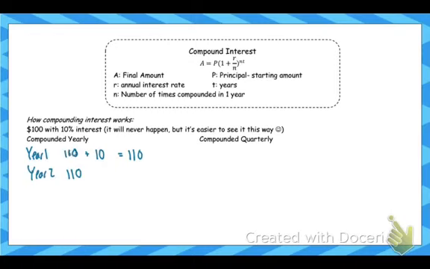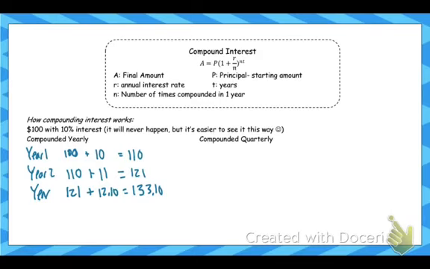There, we did it again. Then that year you would get 10% interest on that, which would be $11. So at the end of that year, you would have $121. When you start year three, you would have $121. Now your 10% interest is $12.10. So at the end of that year, you're going to have $133.10. As you can see, the longer this goes, the more you're getting interest on that interest.